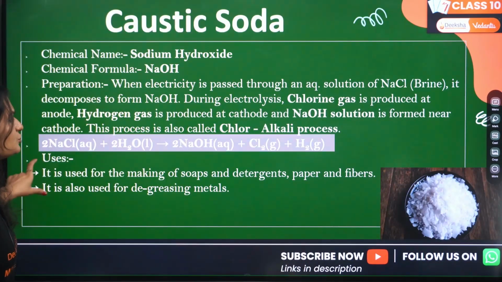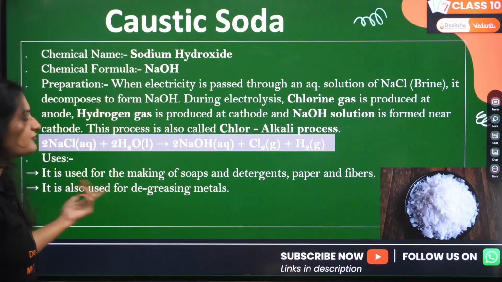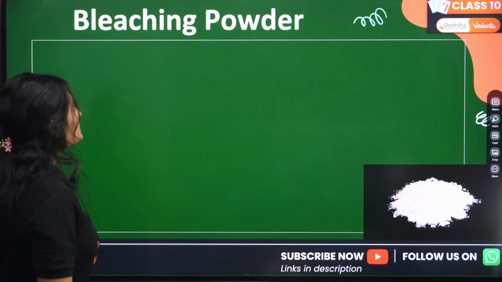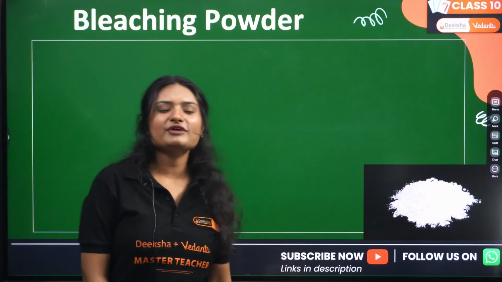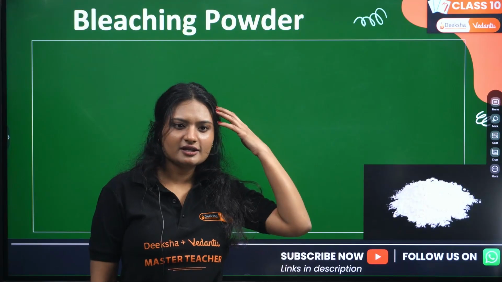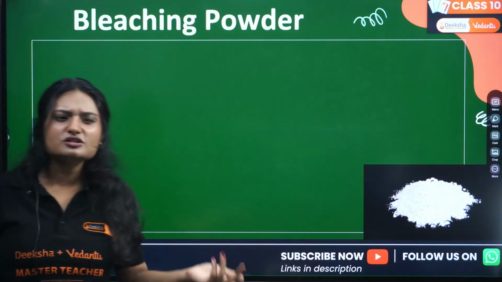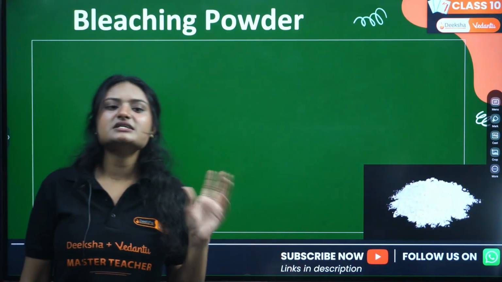Okay, now where do we use it? We use it for soaps, detergents, and for degreasing metals. Next salt is bleaching powder. Where do you use bleaching powder? To bleach our hair, right? Okay, to bleach our clothes also we use it, and sometimes as a disinfectant, right?